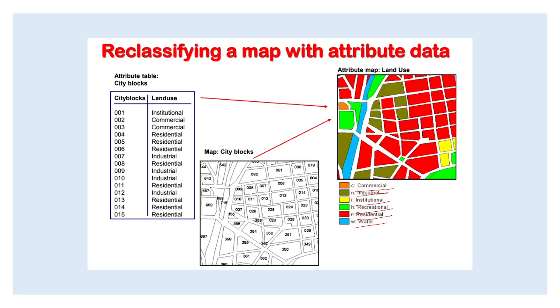So basically, the city blocks are here. And then you have an attribute table giving you information regarding the land use of each block. So you combine both of these and you make it like this. So the reclassification has been done accordingly.